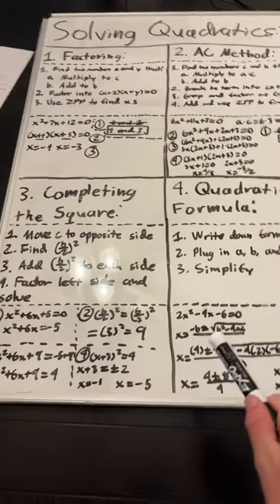So in general, whichever method you choose, it's up to you. I personally like the AC method or factoring, depending on if there's an a term, and the quadratic formula. I never really liked completing the square too much.